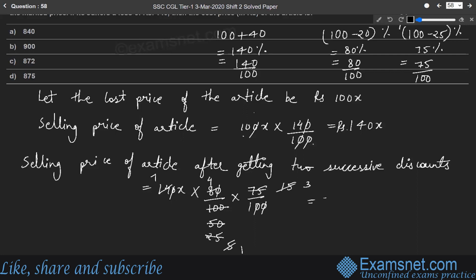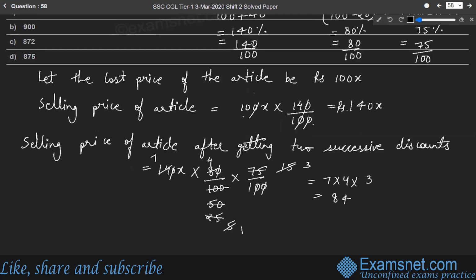So what is the numerator? 7 into 4 into 3. What is 7 into 4 into 3? 7 into 4 is 28, and 28 into 3 gives 84. So the selling price after getting two successive discounts is rupees 84. After getting the discount, if the selling price is rupees 84, then we can find the loss percentage.